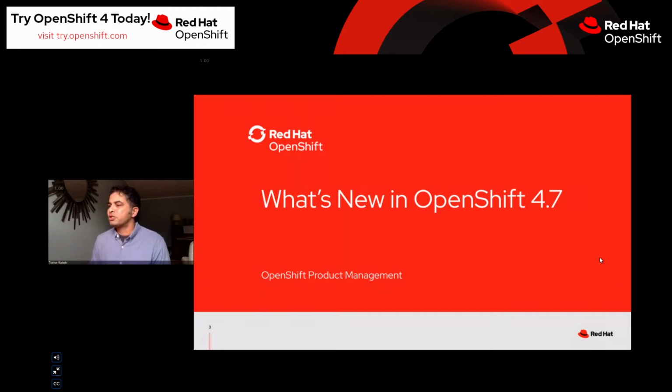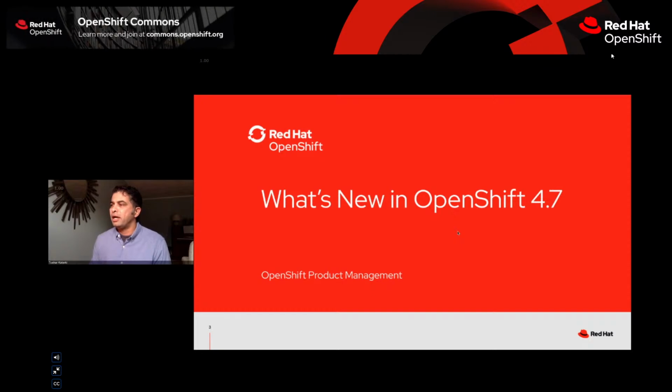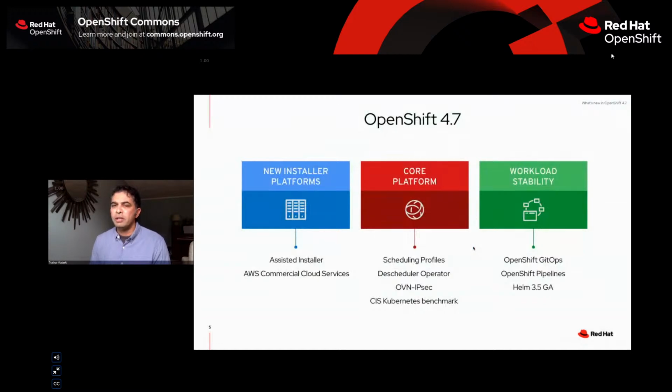So what's new in 4.7 is something that we're going to cover today, and 4.7 is on deck, and it is going to be released soon in the next few weeks. And so you will get a chance to play with it and take it for a ride. So what are some of the themes for 4.7? The themes of 4.7 are, as we continue to add new installer platforms and make improvements to existing ones, and you will see, very soon our assisted installer as an example of those improvements.